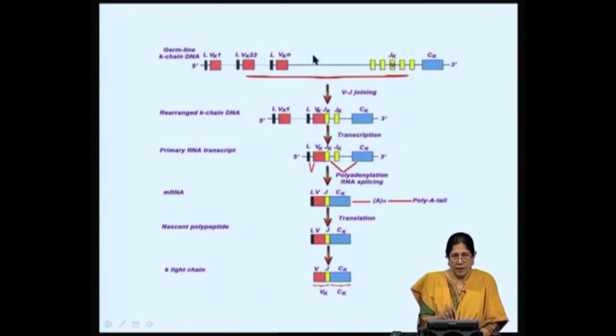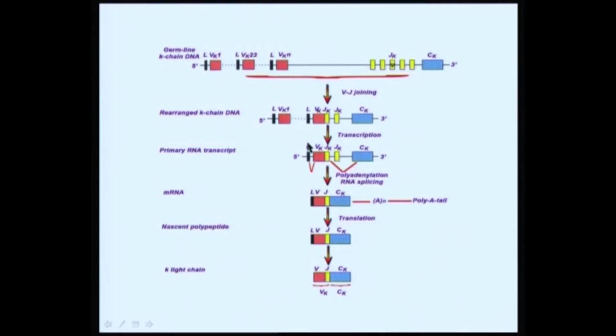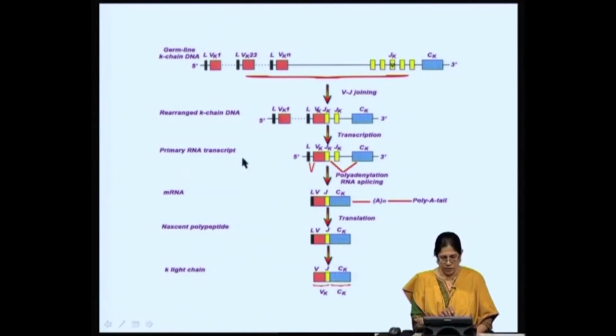Now, like I said, there is a random process and any one of the J can join with any one of the V. So, this happens at the DNA level. I would like to keep on saying that the rearrangement is happening at the DNA level, and what is shown here is V segment 2 joins with J segment 4. This is the rearranged kappa chain DNA. When transcription takes place and the primary RNA transcript is formed, you still have J5 in position, but it gets deleted when the mature mRNA is made.